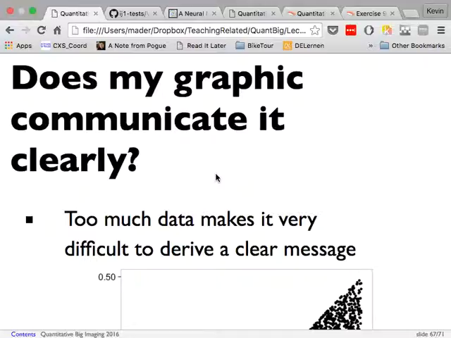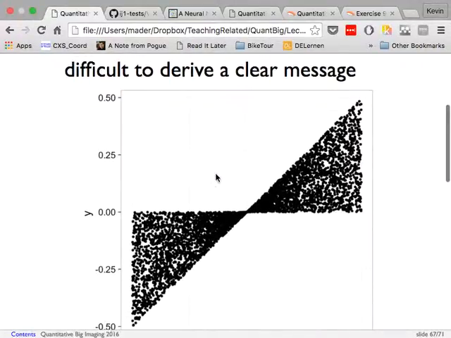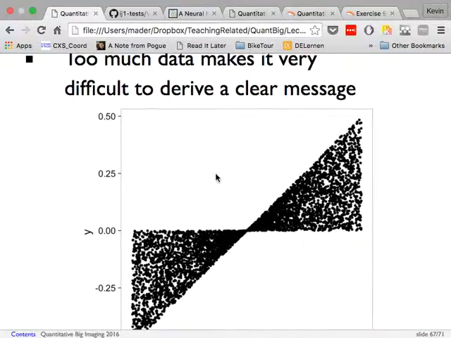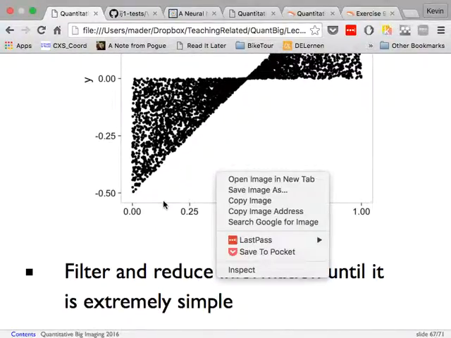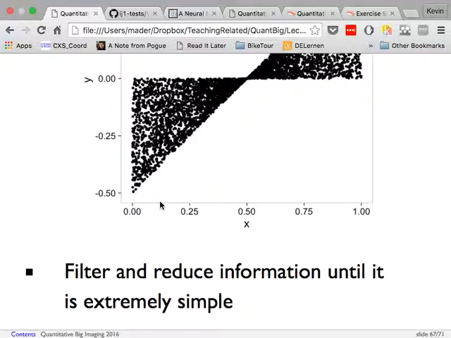The next question is, does your graphic communicate it clearly? If you have too much data, it can be very difficult to derive a clear message from the graph. If you're trying to show this result, for example, there are so many data points that your eyes really have trouble interpreting that and coming up with a meaningful output. By filtering and reducing the information that you have, you can make it much simpler.